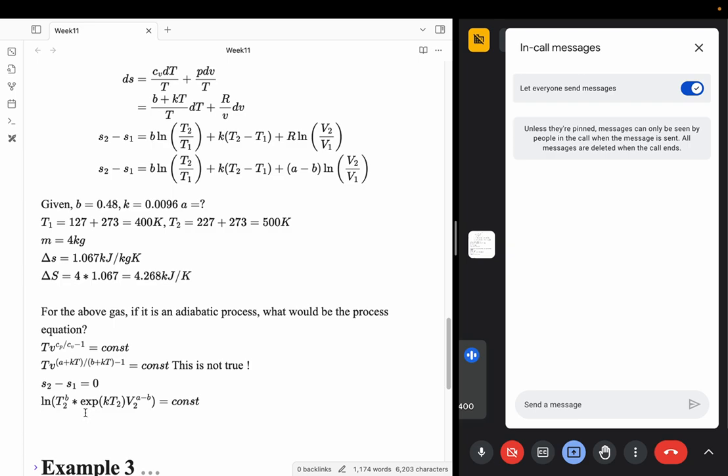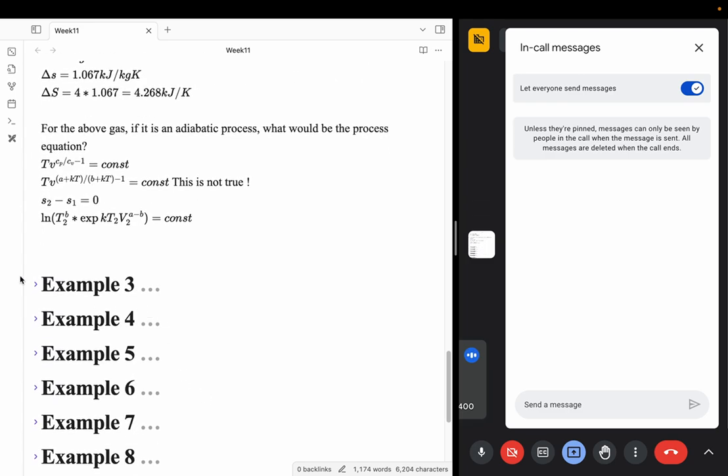So this is clear, right? If I just take these terms and group them together, it will come something like this. So instead of this, you will get this relation: T2 to the power B and exponential of K T2 and V2 to the power A minus B equal to constant. That is straightforward. Okay. We'll move on to the next problem then.